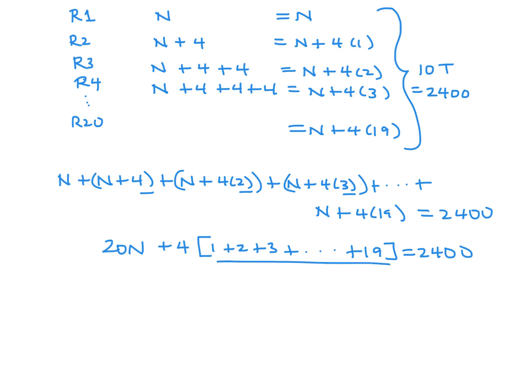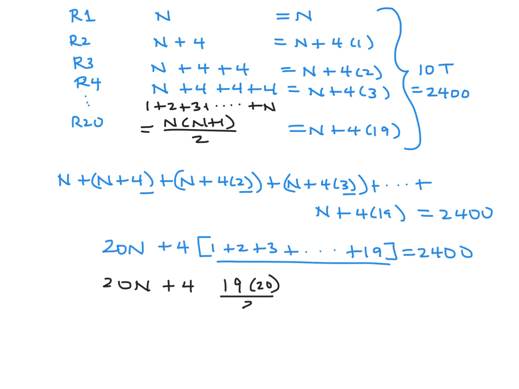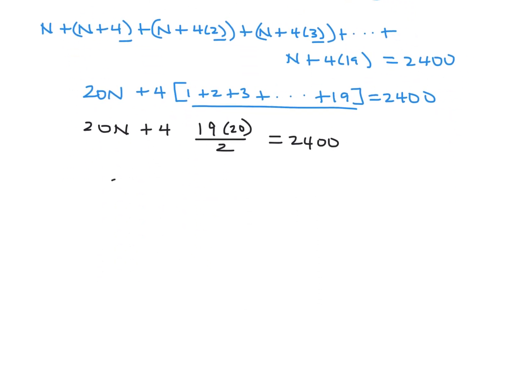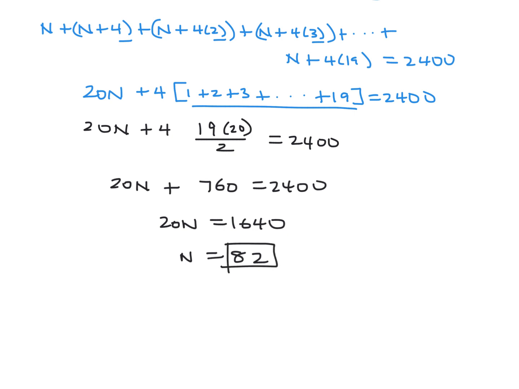Like that. Okay, and you guys know how to add consecutive numbers, right? There's that formula: 1 plus 2 plus 3 plus dot dot dot all the way till n is n times n plus 1 over 2. So that means this would be 20n plus 4 times 19 times 20 over 2. And that's 20n plus 190 times 4, which is 760. And therefore 20n would be 1640, and therefore n would be 82. 82 seats is the answer.